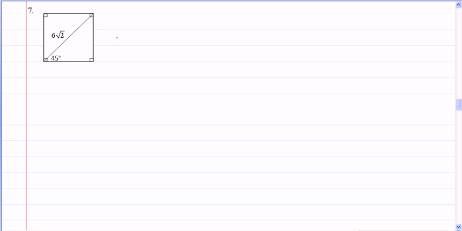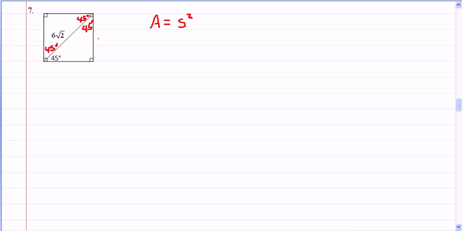In number 7, it looks as though we have a square, and the reason why I know it's a square is because the diagonal of a square divides the right angle into two 45-degree angles. So we have a 45-degree angle here, and here, and here. And the formula for the area of a square is equal to side squared.